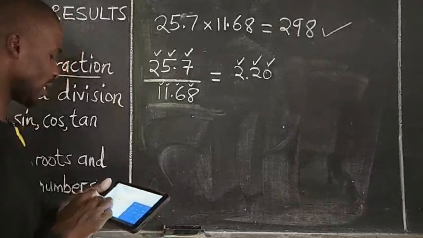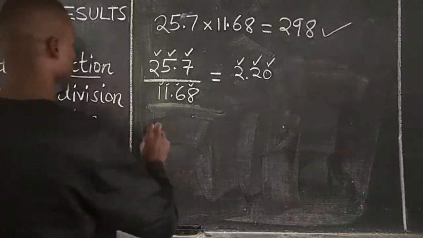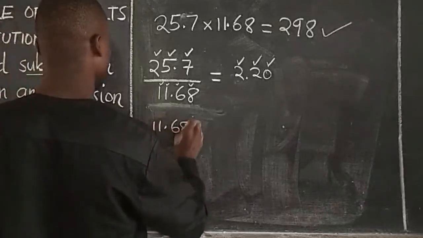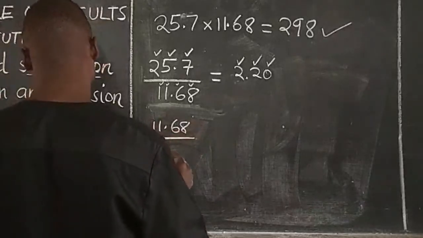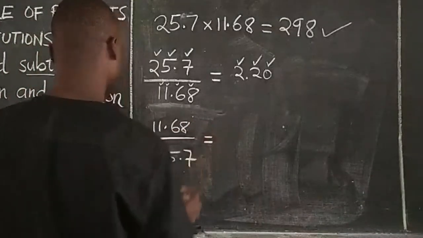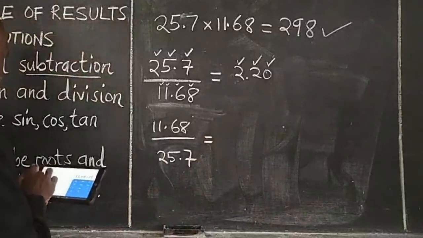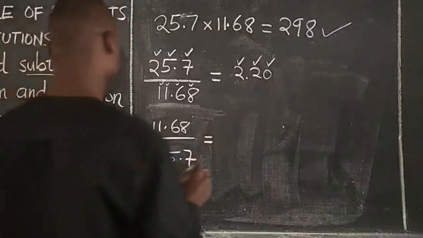What about if it was the other way around? If it was 11.68 divided by 25.7, what would you write?